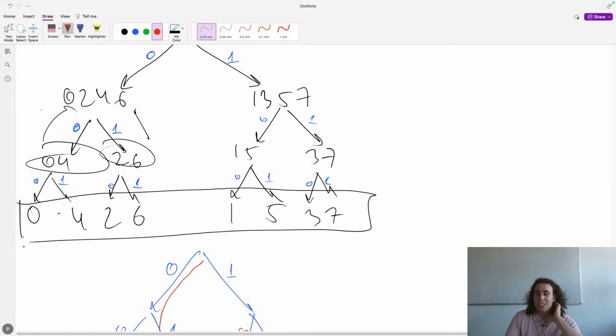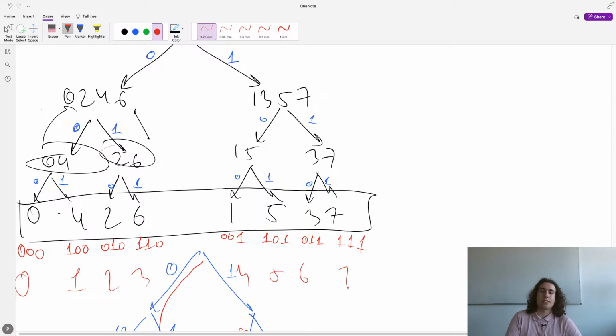So the binary representation of 0 is 0, 0, 0. 4 is 1, 0, 0. 2 is 0, 1, 0. This is 1, 1, 0. 0, 0, 1. 1, 0, 1. 0, 1, 1. 1, 1, 1. If you reverse these numbers, you can see that it's going to be 0, 1, 2, 3, 4, 5, 6, 7. So we just need to place all the numbers at the position that is the inverse of its binary representation.